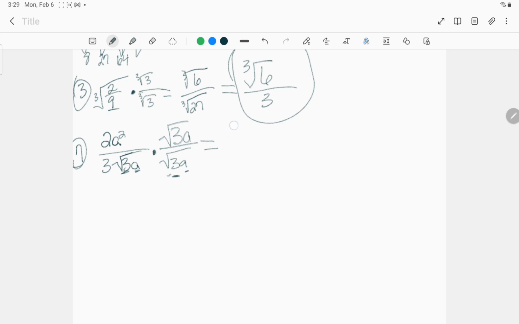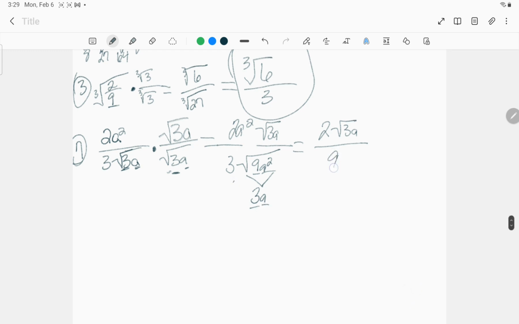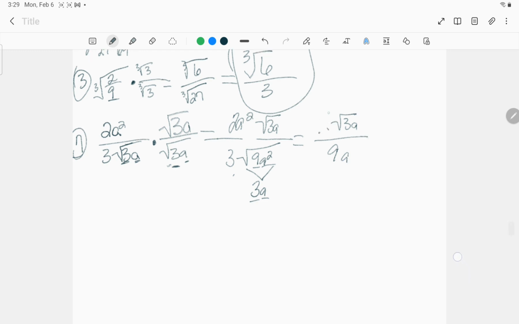So now I'm going to multiply the numerator. It's going to give me 2a squared times the square root of 3a over 3 times the square root of 9 times a squared. It's going to break down to this: the square root becomes 3a. The square root of 9 is 3. The square root of a squared is a. 3 times 3 is 9. And then my a squared. Oops, I left my a squared off right here.